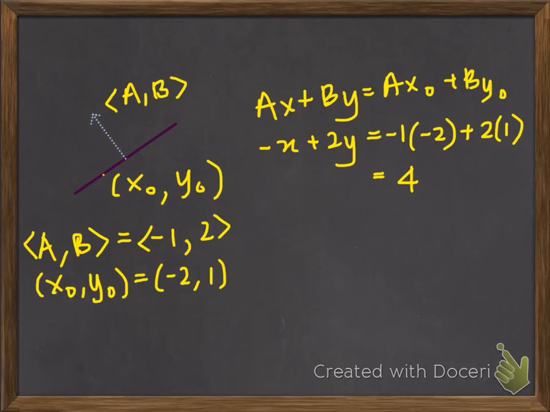Of course, you may not like to have a negative in the first term, so you can multiply left and right by -1. That will give you x minus 2y equals -4. And that's the equation of the tangent line.